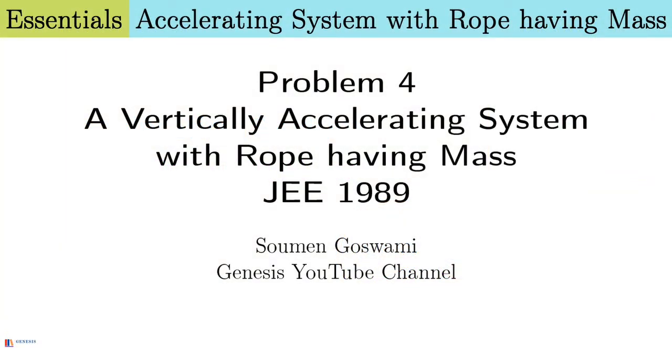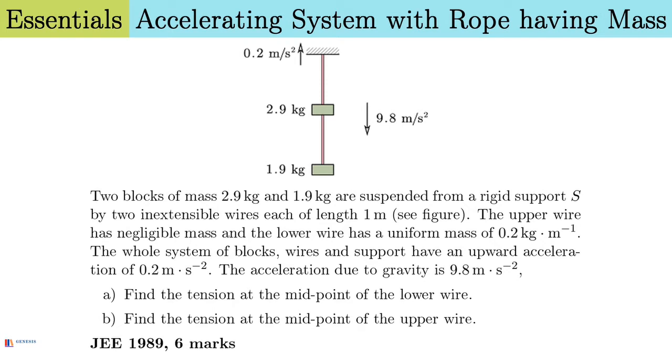Today's problem is a past JEE question from 1989 and it goes like this. Two blocks of mass 2.9 kg and 1.9 kg are suspended from a rigid support S by two inextensible wires, each of length 1 meter. The upper wire has negligible mass and the lower wire has a uniform mass of 0.2 kg per meter. The whole system of blocks, wires and support have an upward acceleration of 0.2 meter per second square. The acceleration due to gravity is 9.8 meter per second square.